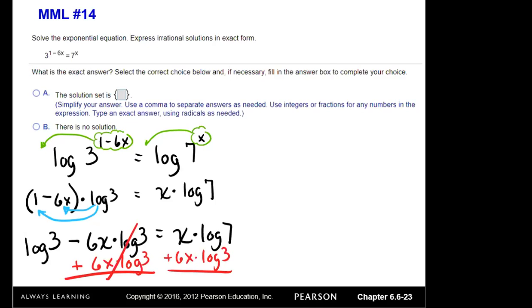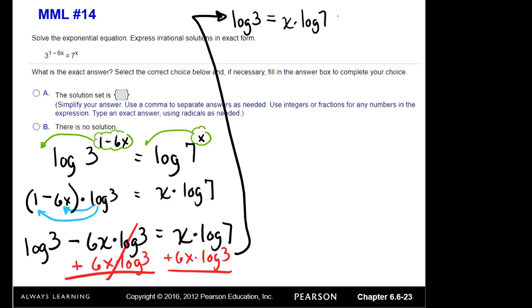So it cancels out there. So I'm just going to be left with the log of 3 on the left. And then on the right, I'll have the x times the log of 7 plus 6x times the log of 3. Now, those are not like terms.